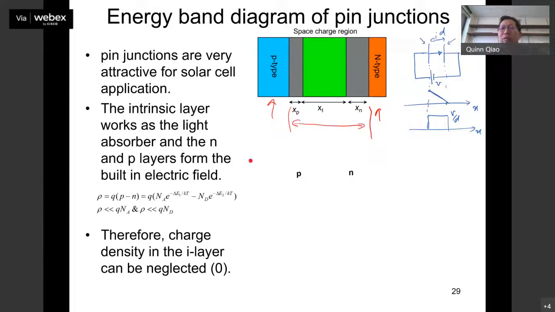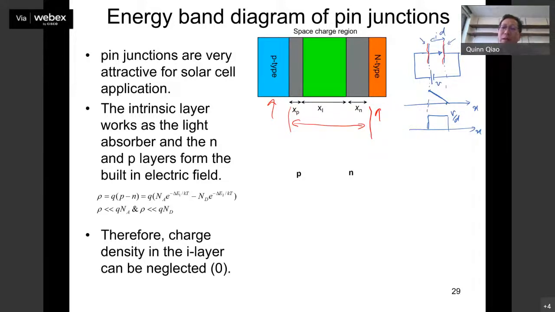The depletion region basically happens at the interface between P and I, and also at the other interface between N and I. You can understand this in a simpler way. Think about a capacitor. A capacitor has two metallic plates, with a gap in between them, either air or other dielectric materials.